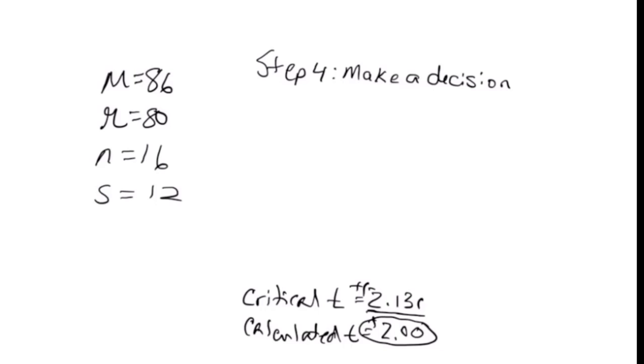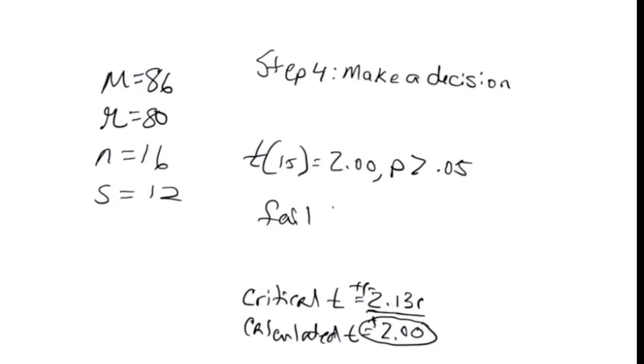This is what it would look like when we write it out. Our t, with degrees of freedom of 15, is equal to 2.00, and our p is greater than 0.05, which means the probability of finding our t statistic, if the null hypothesis is true, is greater than 0.05. So in this case, we failed to reject the null.